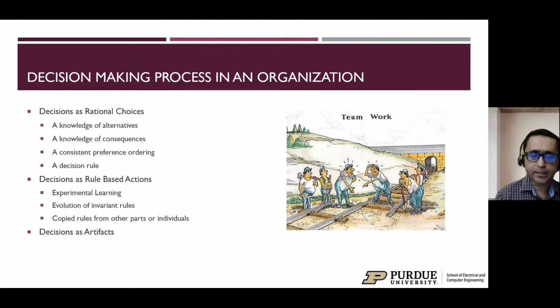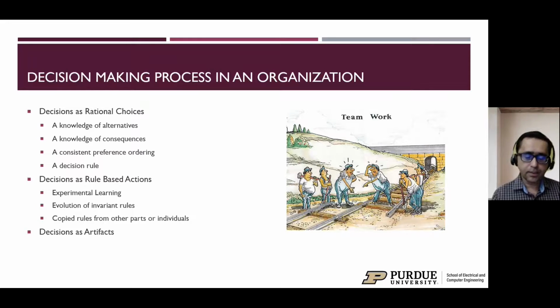Another very important thing is copied rules. What do we mean by copied rules? Copied rules are sometimes called best known methods, or methods that have worked in one part of the organization being applied in another part of the organization.